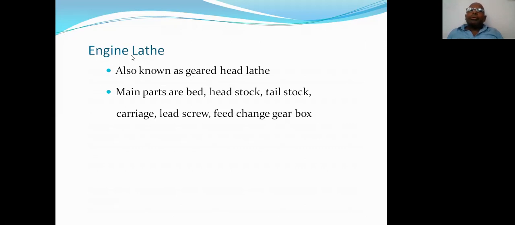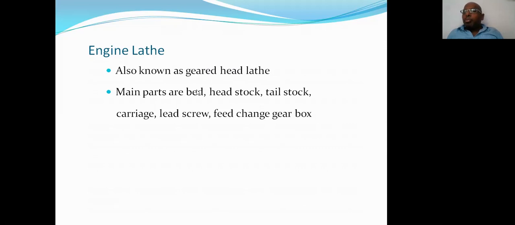Okay, so this engine lathe is also called the gear head lathe. That is the reason why the engine lathe is also called the gear head lathe. It means the speeds required for the headstock are varied or changed with the help of the gear system or gear mechanism. So that's why it is called the gear head lathe.